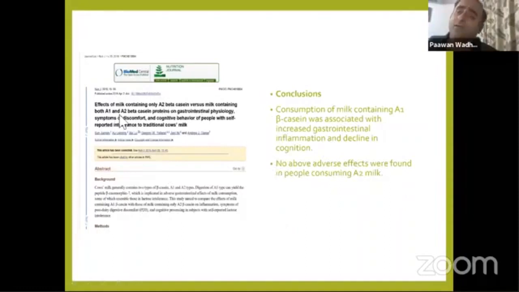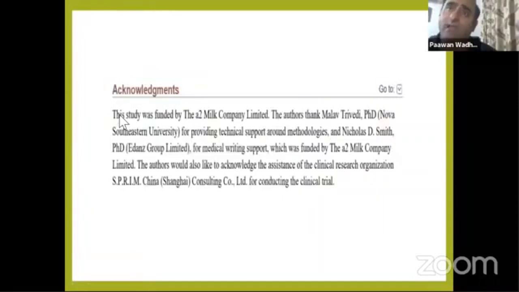And if we look deep into this study, at the end of the study this line is written that this study was actually funded by the A2 Milk Company. Can you imagine? It's a fraud. So they have mislabeled studies, misinformed studies, which are misguiding us.